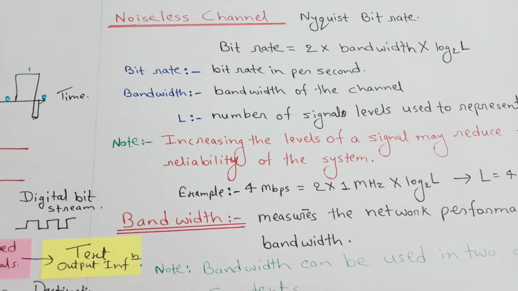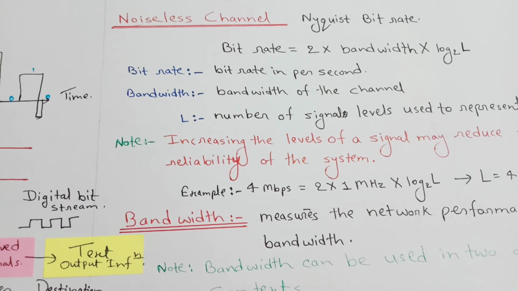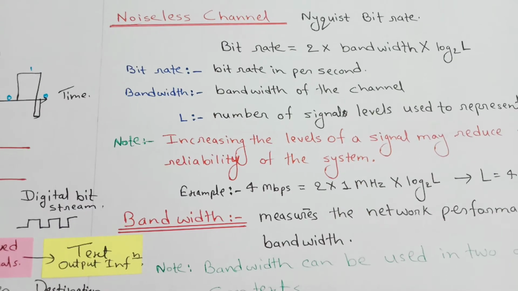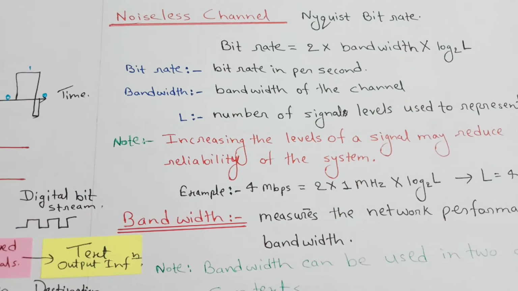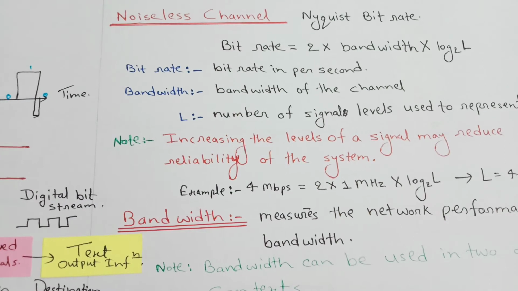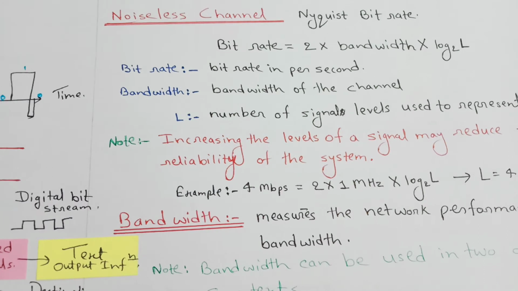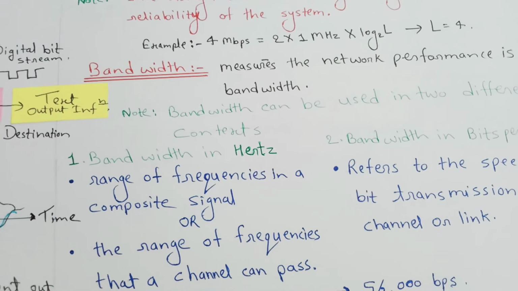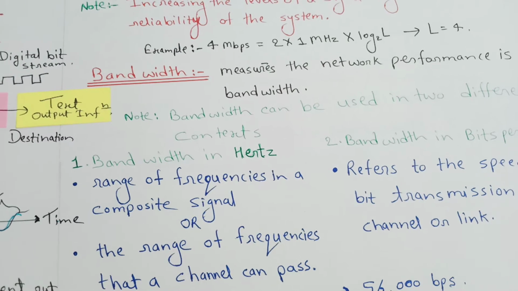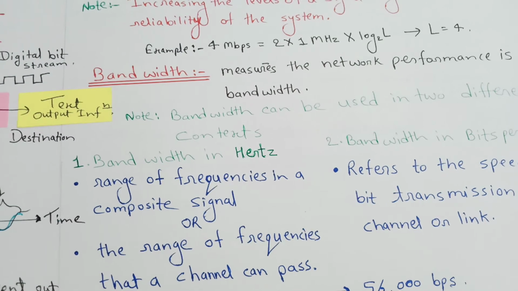You will remember that the noiseless channel is not possible. A noiseless channel is only imaginary. It is not practically possible, as there will always be some noise in between the data transmission. Now come to the next point, bandwidth. What is bandwidth? It measures the network performance.